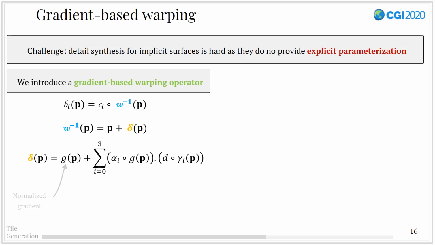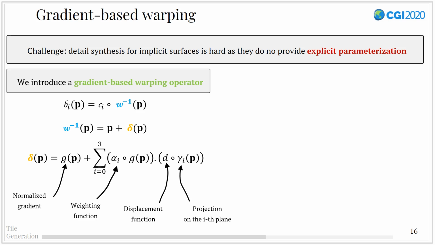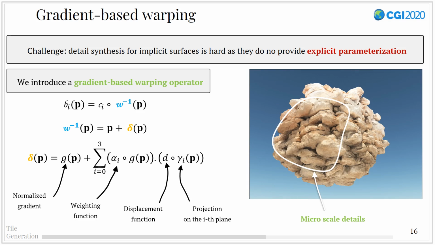We have g of p being the normalized gradients. The weighting function alpha computes the contributions of the three displacements according to the scalar product of the normalized gradient and unit axis-aligned vectors. D is the function that computes the strength of the displacements, and gamma is the projection of P on the three planes of the cube. The resulting blocks show high-frequency microscale details.